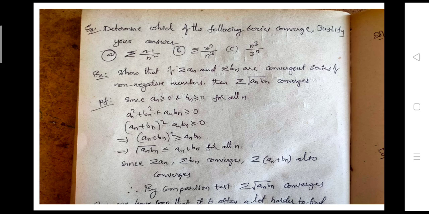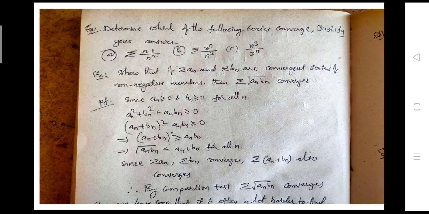Proof. Since an is greater than or equal to 0 and bn is greater than or equal to 0 for all n, an square plus bn square plus an bn is greater than or equal to 0, an plus bn whole square minus an bn is greater than or equal to 0. So an plus bn whole square is greater than an plus bn whole square minus an bn, an into bn greater than or equal to 0. So an plus bn whole square is greater than or equal to an bn. So taking the root on both sides, root an bn is less than or equal to an plus bn for all n.